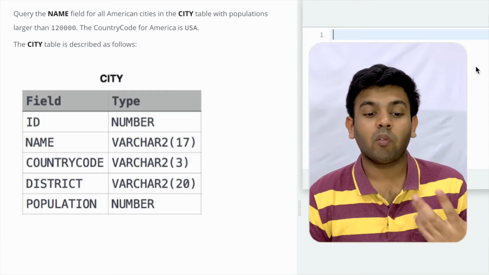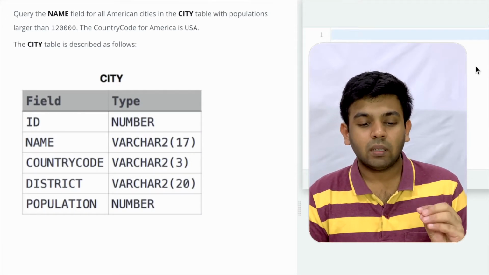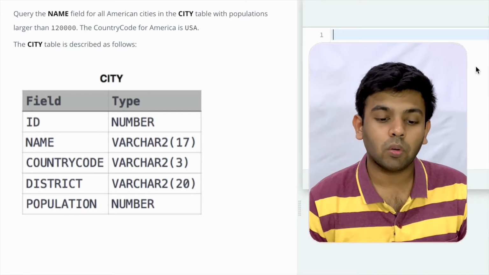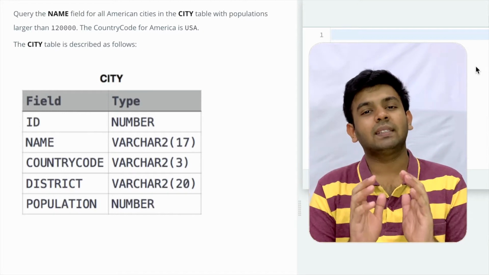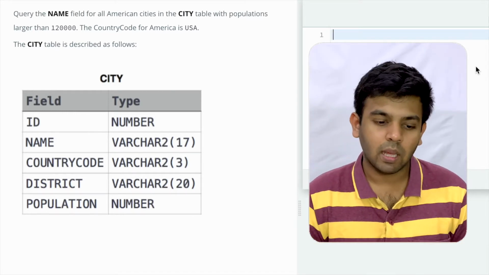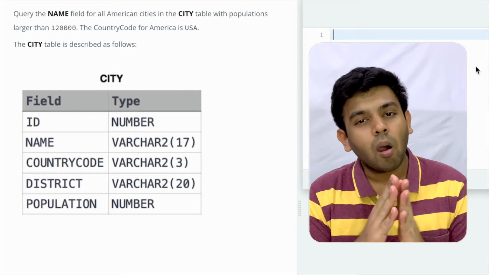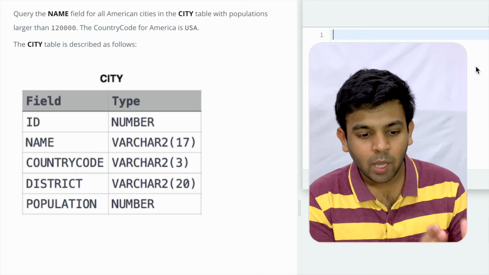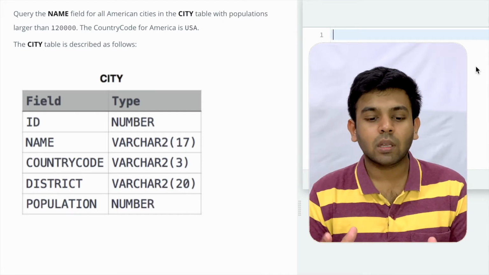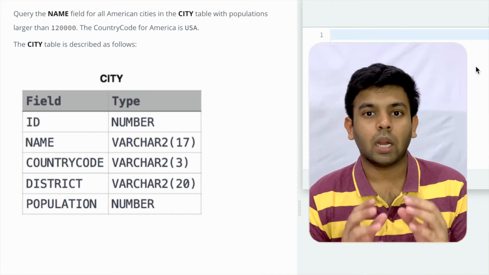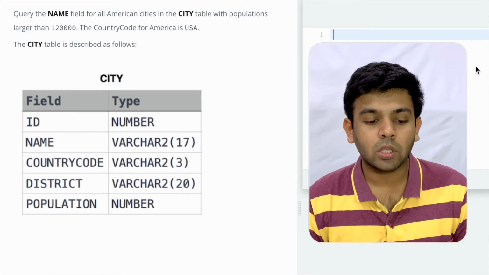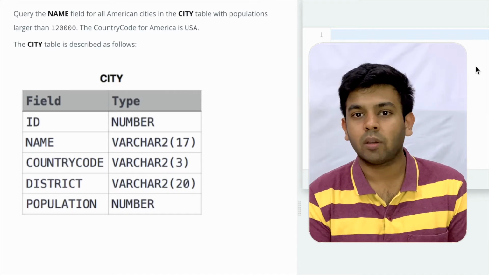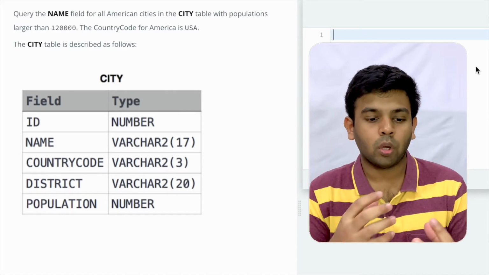Query the name field of all American cities where the population is greater than 120,000 and the country code is USA. Okay, we have the same city table from the previous question, and instead of selecting all columns from the table, you are just going to select the name column from the table. The conditions are it should be an American city, so the country code should be USA, and also the population should be greater than 120,000. Okay, so these are the two conditions that we are going to use to obtain this data.